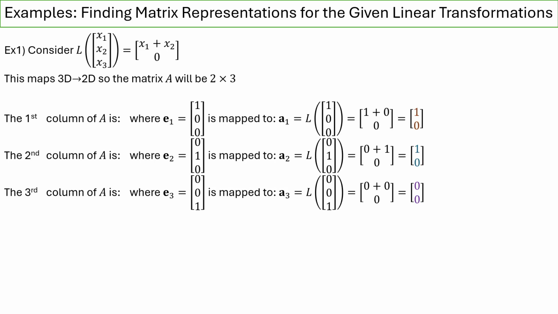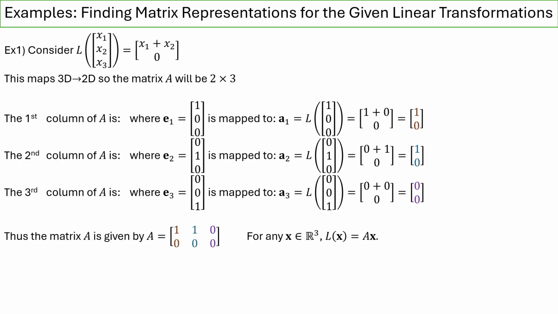To find the specific entries of the matrix, we apply the transformation to the standard basis vectors. For the first column, we input the vector 1, 0, 0. According to our rule, 1 plus 0 is 1, so the output is the vector 1, 0. For the second column, what do we get when we input the vector 0, 1, 0? Well, 0 plus 1 is 1, so we get the vector 1, 0 again. For the third column, we input 0, 0, 1. The sum is 0, so the output is the 0 vector.